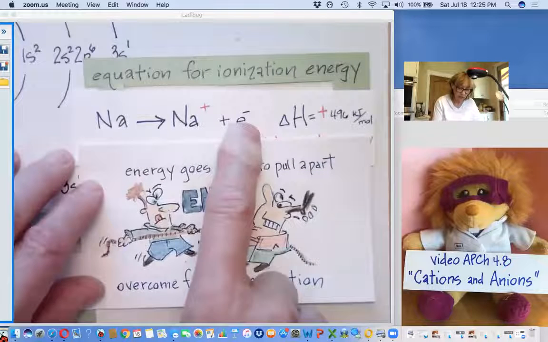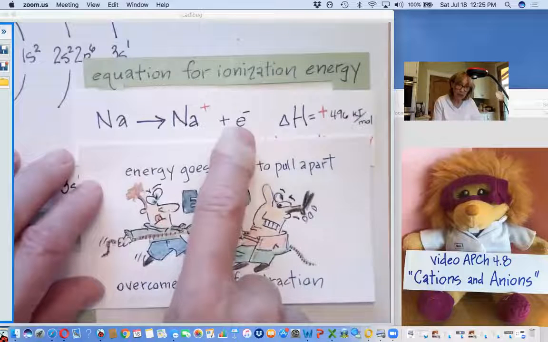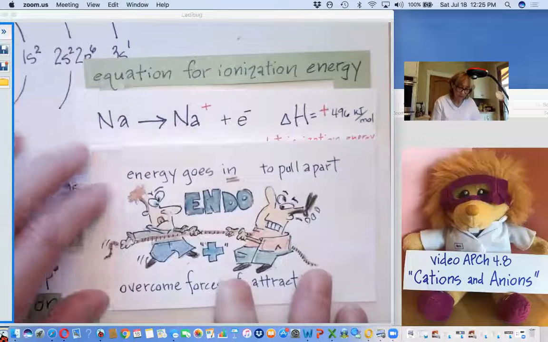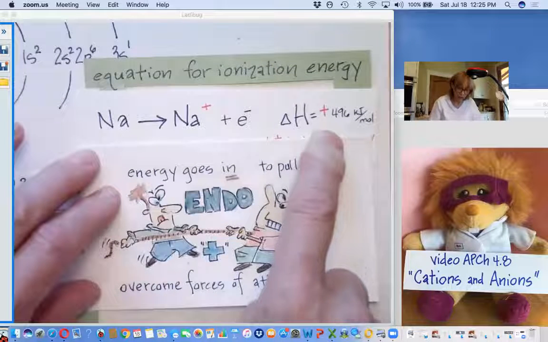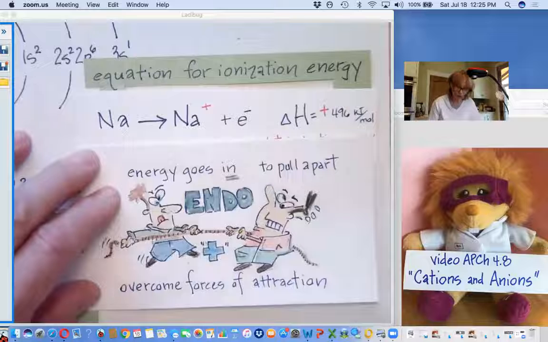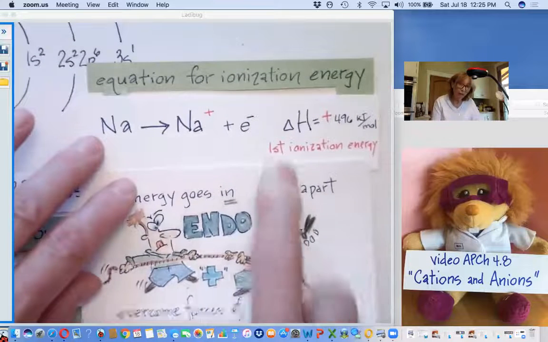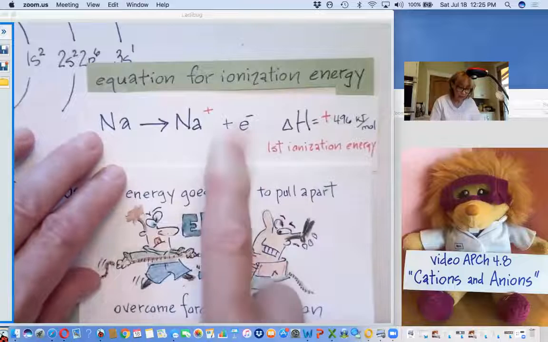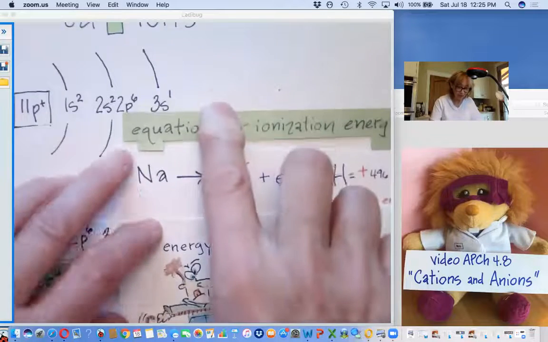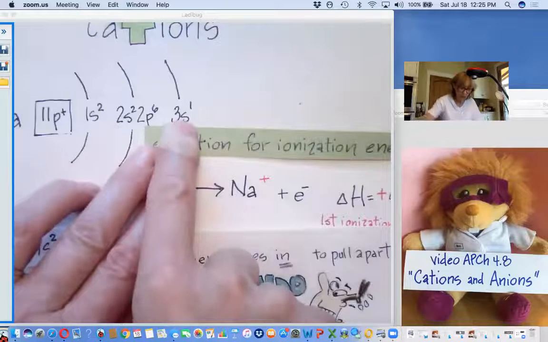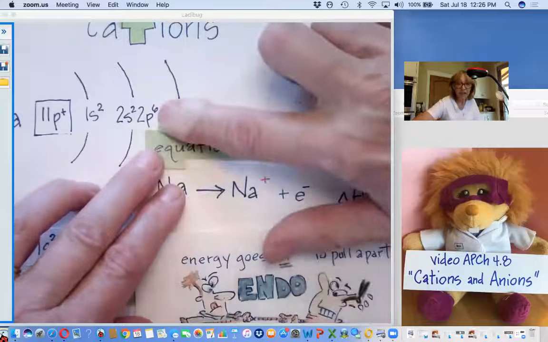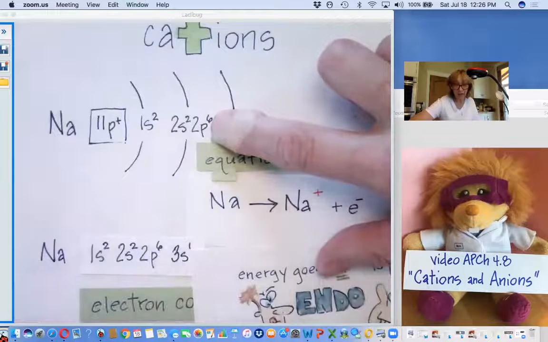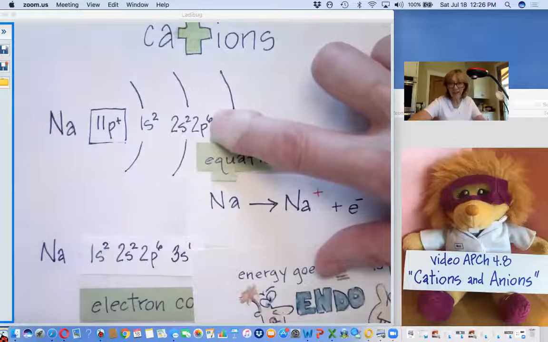Okay, this electron was coulombically attracted to the protons in the nucleus, and we had to put energy in to overcome that coulombic attraction. Now, that's called first ionization energy because it's the energy needed to remove the first electron, this one right here. But once that electron is gone, is it possible to remove any of the others? And the answer is, yeah, it is possible.